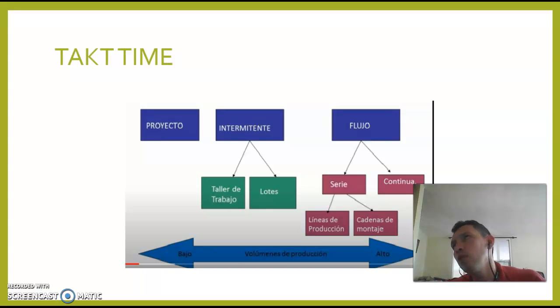In this case we will measure it by tons. The takt time is obtained by dividing total available production time by production volume.